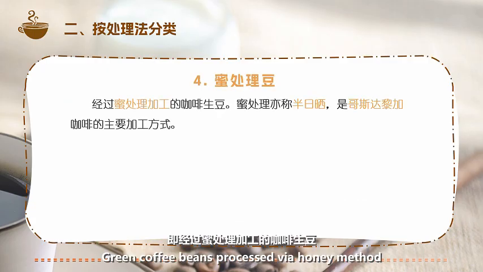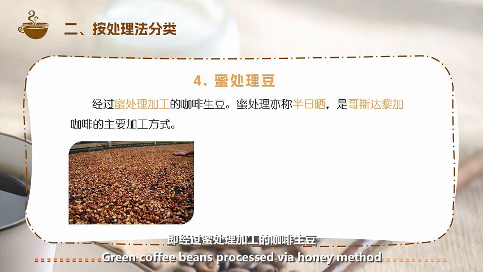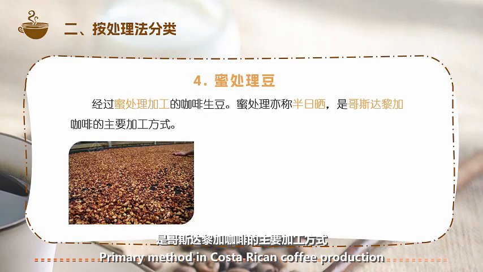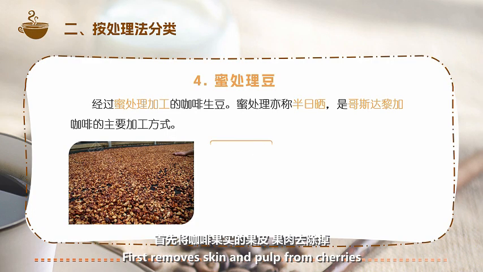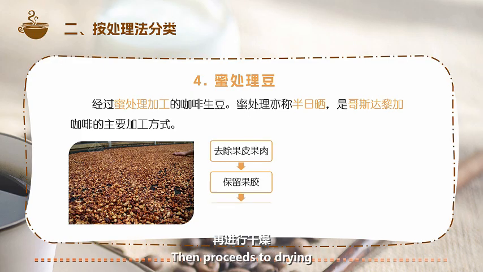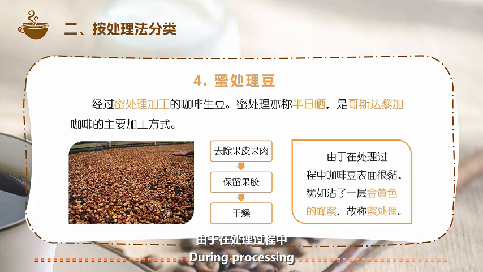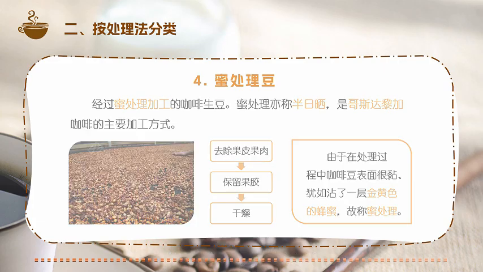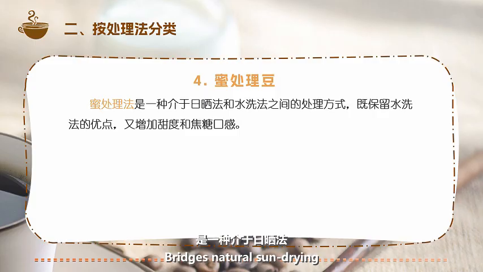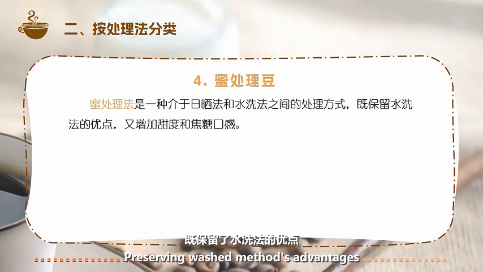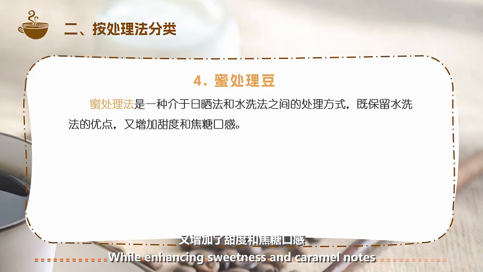Honey-processed beans. Green coffee beans processed via honey method, also called semi-dry processing. Primary method in Costa Rican coffee production. First, removes skin and pulp from cherries, retaining mucilage, then proceeds to drying. During processing, beans remain sticky surfaced, as if coated with golden honey, hence honey processing. This method bridges natural sun-drying and washed processing techniques, preserving washed method's advantages, while enhancing sweetness and caramel notes.